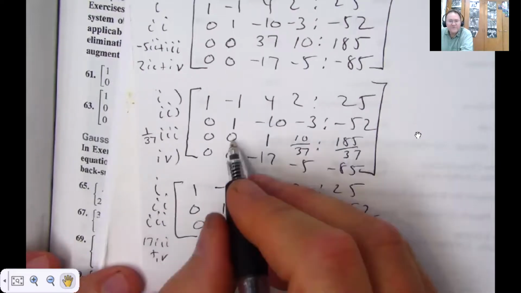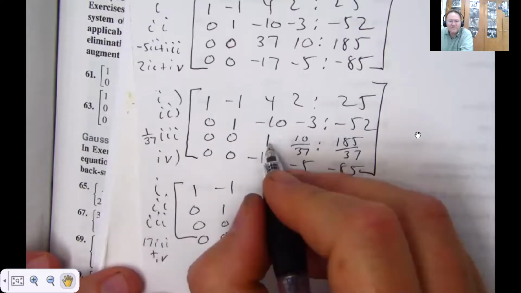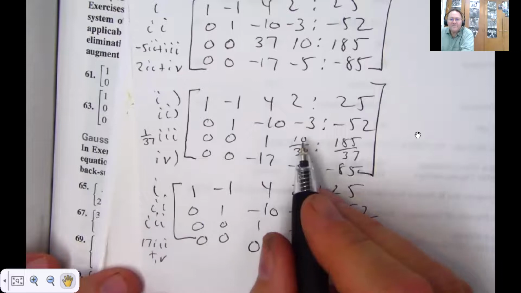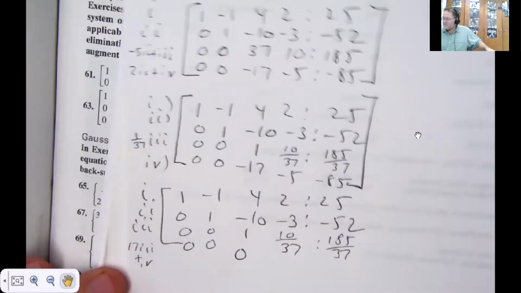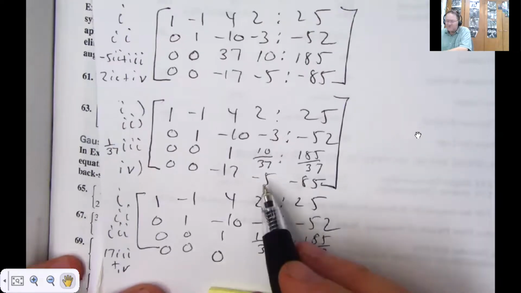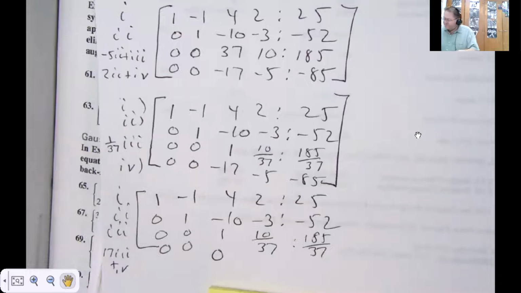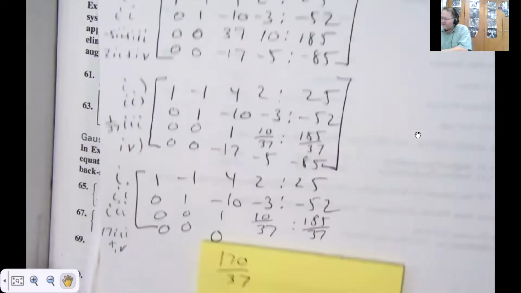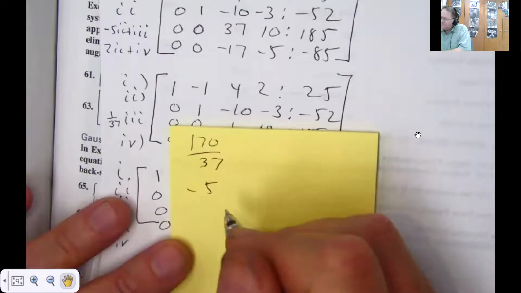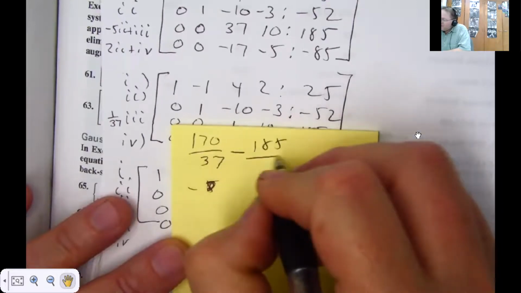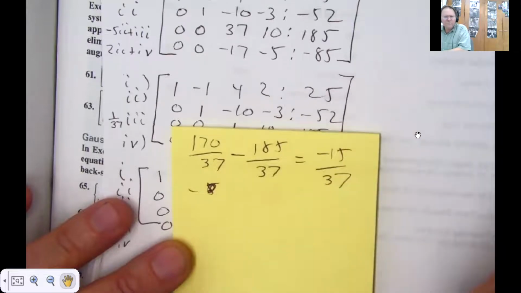0 times 17 is 0 plus 0 is 0. 0 times 17 is 0 plus 0 is 0. 17 times 1 is 17 plus -17 is 0. And here's where we get ugly. 17 times 10/37 is 170/37. And then we have to add it to this, which is -5. Now, -5 is the same thing as, I'm doing 37 times 5 in the calculator. This comes out to be, ooh, boy, I just think I made a mistake somewhere. But let's find out. This is going to be equal to, what did I just say? -185/37, which is -15/37. Well, we're going to find out.